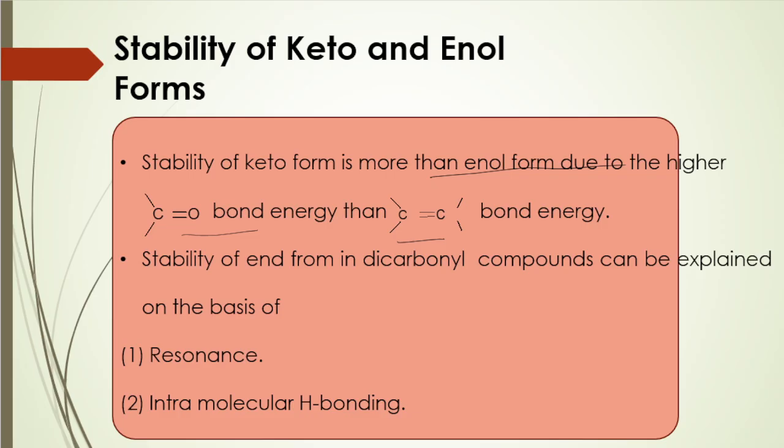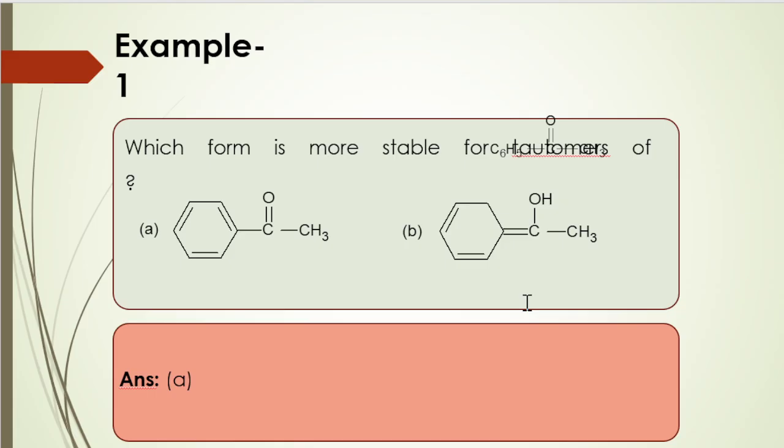The stability of the enol form in a dicarbonyl compound can be explained on the basis of resonance. In the case of dicarbonyl compounds, let us see which is more stable and why. There are mainly two reasons. They are nothing but resonance and the intramolecular hydrogen bond.